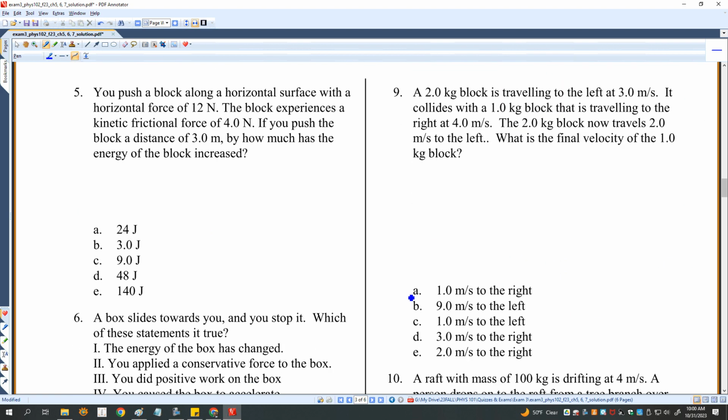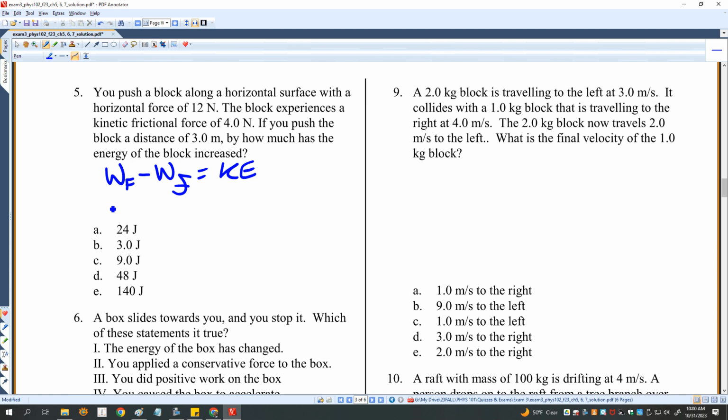Push a block along a horizontal surface with a horizontal force of 12 newtons. Experiences a kinetic frictional force of 4 newtons. You push the block a distance of 3 meters, but how much has the energy of the block increased? Two ways you can think about this. I can take the work of your force minus the work done of the frictional force, and that will equal to the final kinetic energy.